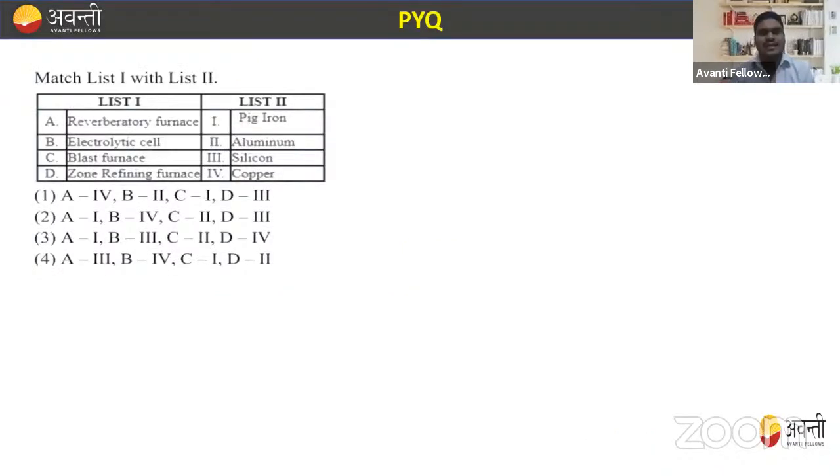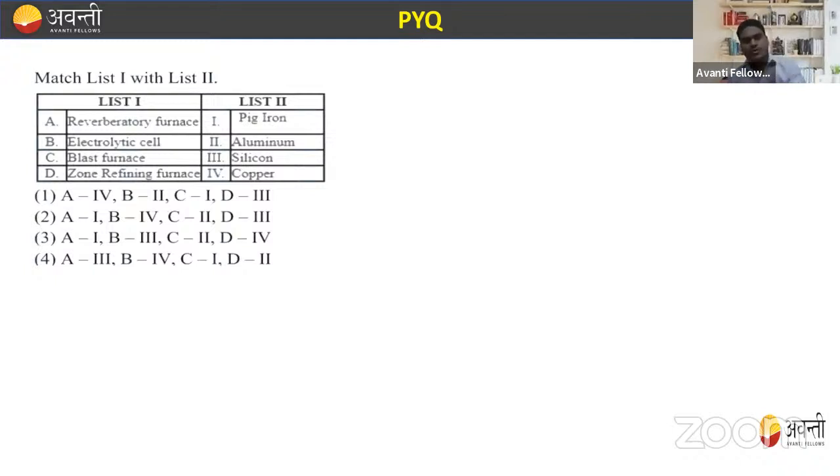So this is the first question, and this is from metallurgy. This is a match list one with list two type of question, and I guess this question came in the last JEE examination. According to the question, you have to match list one with list two. In list one, names are given like reverberatory furnace, electrolytic cell, blast furnace, and the zone refining furnace. And in list two, the names are pig iron, aluminium, silicon, and copper.